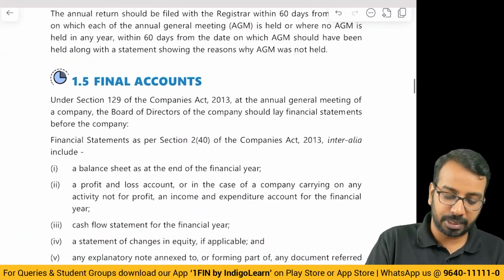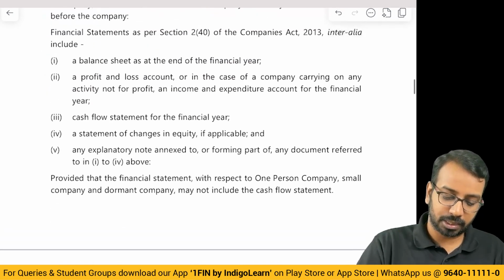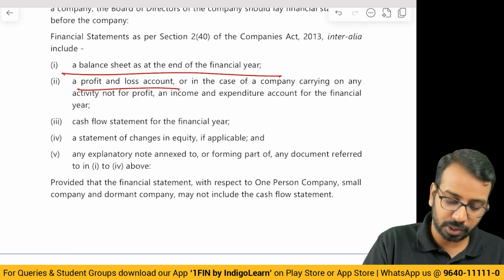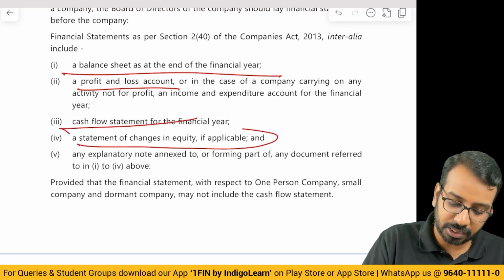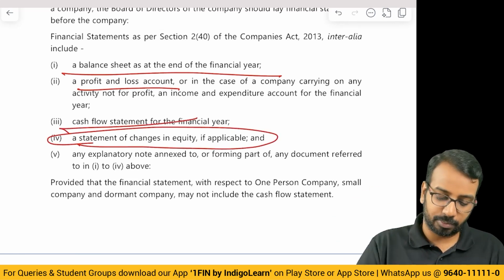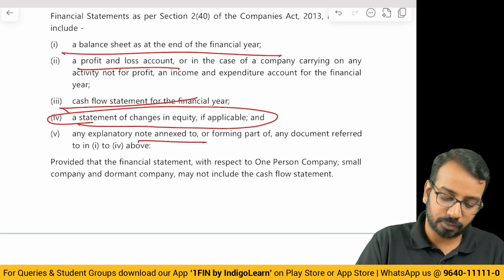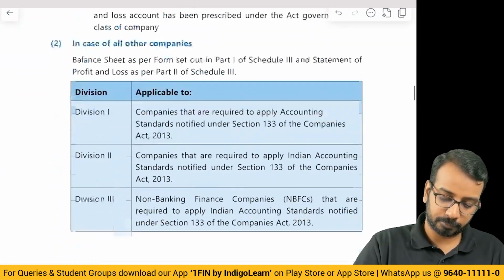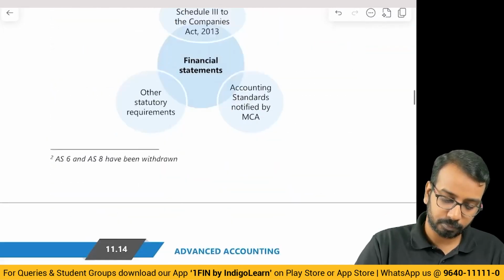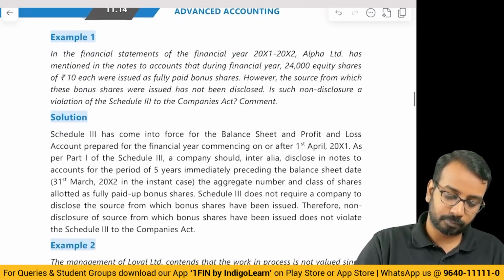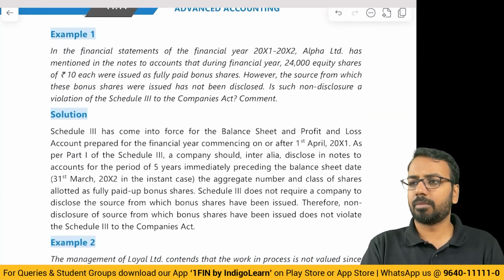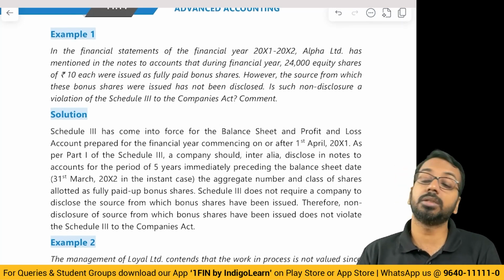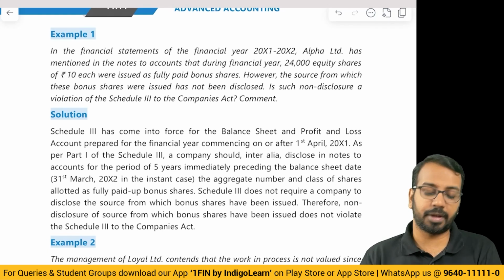Now, as per the Companies Act, a quick recap: final accounts include the balance sheet, profit and loss account or statement of profit and loss, cash flow, statement of changes in equity if applicable, it's not applicable for you, and notes forming part of the balance sheet. Okay, these are a few examples. I'll just have a quick discussion on this before we take an actual question on preparation of financial statements.